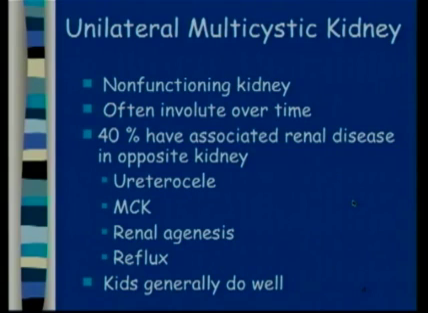First off, they do not function. They won't work at all. They generally involute over time. And the important thing to realize is that 40% of them have associated renal disease on the other kidney. They can have a ureterocele from a duplicated kidney. They can have another multicystic dysplastic kidney, but if they have that, it'll be fatal because they don't function. Renal agenesis, if they don't have a kidney on the other side, then it's going to be fatal because they won't have any renal function. And then lastly, reflux. Perhaps this baby might have reflux, just a little tiny bit of dilatation, so that'll be watched. Most of these kids generally do well, so you would rather be A than B.